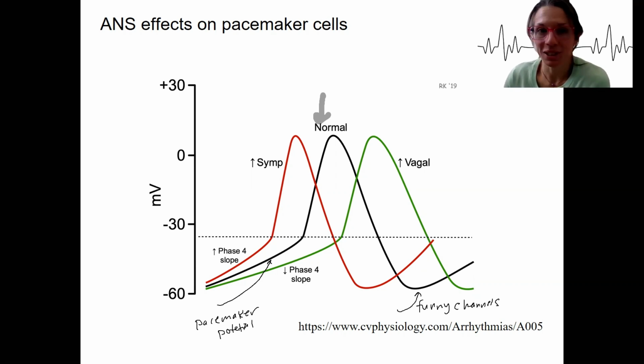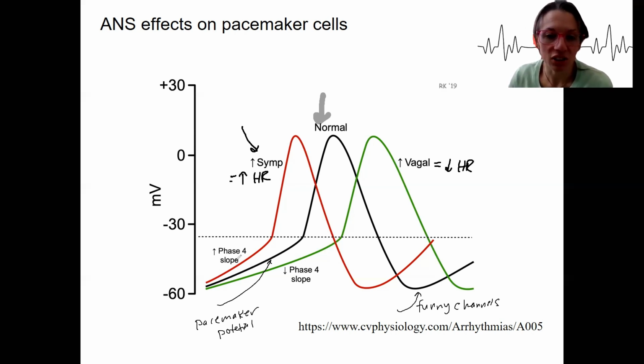However, the autonomic nervous system can also affect this. So the sympathetic nervous system, as you already know, increases heart rate. The vagus nervous system decreases heart rate. So increased sympathetic nervous system is going to increase heart rate. Increased vagal stimulation is going to decrease heart rate. And maybe it doesn't look like that's what's shown here, but it is. What's changing here is the slope of that depolarization.